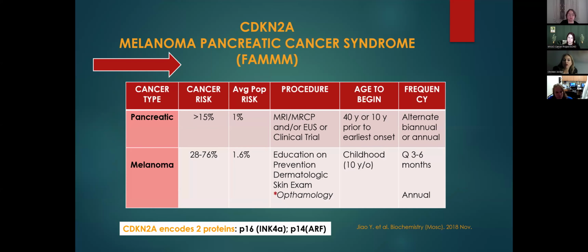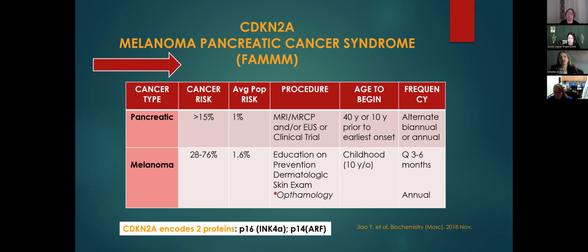The syndrome is called melanoma pancreatic cancer syndrome, or people also refer to it as familial atypical mole malignant melanoma. Essentially, CDKN2A encodes for two proteins, P16 and P14. P16 is really the one that's associated with pancreatic cancer and melanoma, and P14 is more melanoma. So we can see here that the pancreatic cancer risk is quite high. We're going to offer them the same surveillance that we offered BRCA families. The only difference is they start at age 40 or younger if there's earlier onset in the family.